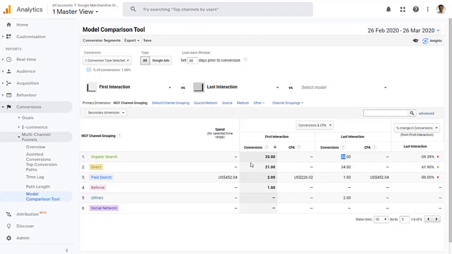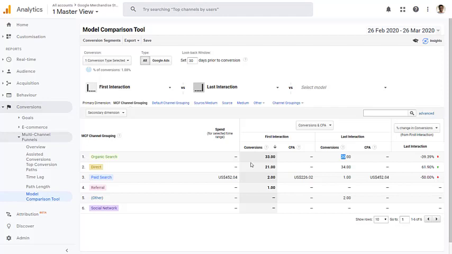But if you look at direct, the numbers are the exact opposite. 21 first interaction, but a higher number, 34, in the last interaction. That means people don't generally buy when they come via direct for the first time, but they might come to my website through some other channels, and later on convert by directly typing in my website name in the browser. Hence the last interaction is high.